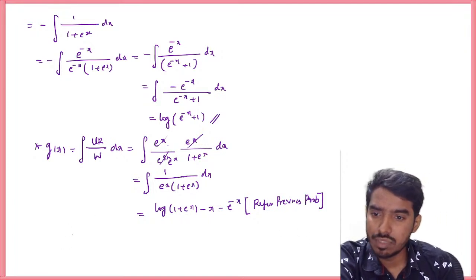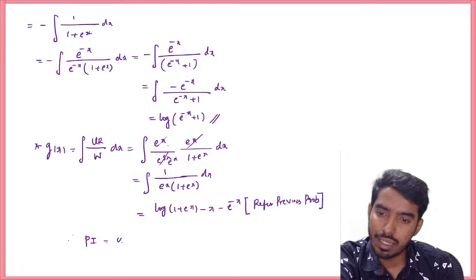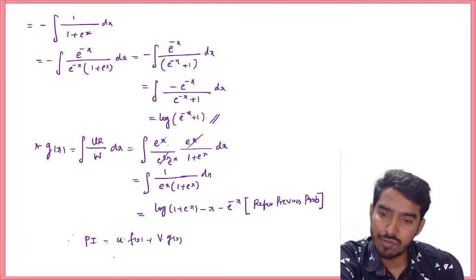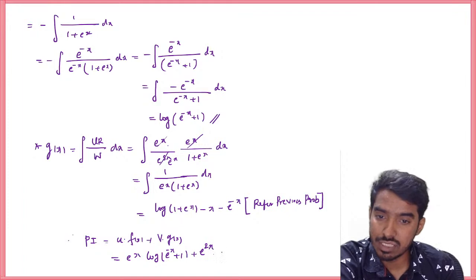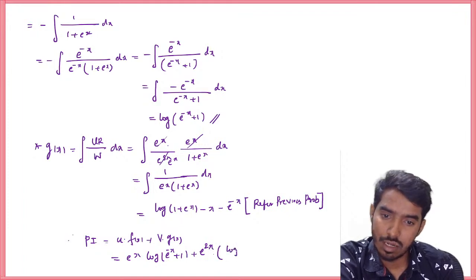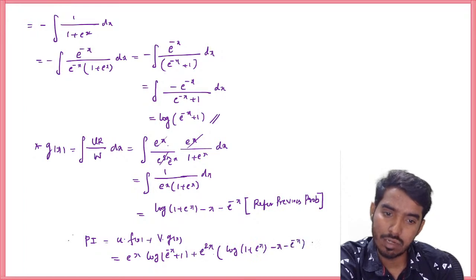Right? So therefore, your PI is u into f of x plus v into g of x. So what is u? u is e power x. What is your f of x? Log of e power minus x plus 1. v is e power 2x. What is your g of x? g of x is log of 1 plus e power x minus e power minus x, right?